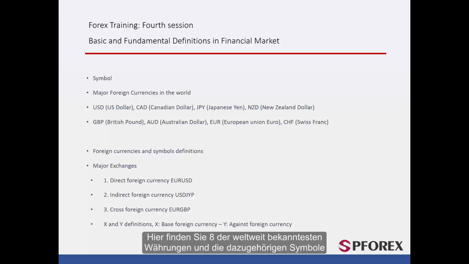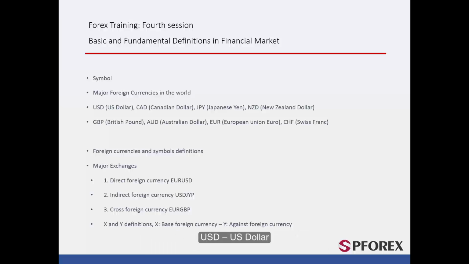Here are the 8 most globally recognized currencies and their symbols. USD, United States dollars. CAD, Canadian dollars. JPY, Japanese yen. NZD, New Zealand dollar. GBP, British pound. AUD, Australian dollar. EUR, European euro. And finally, CHF is the Swiss franc.